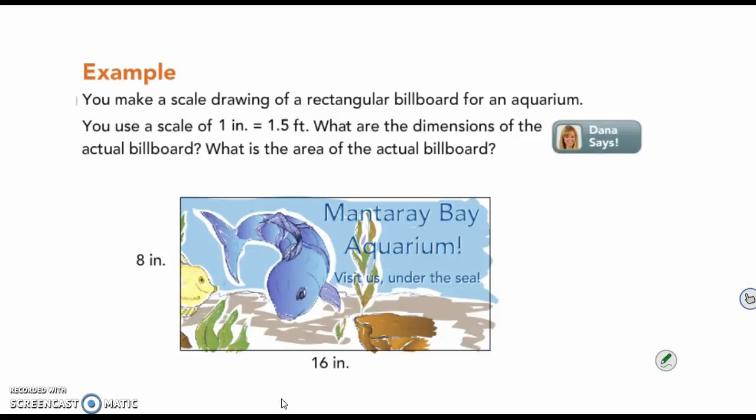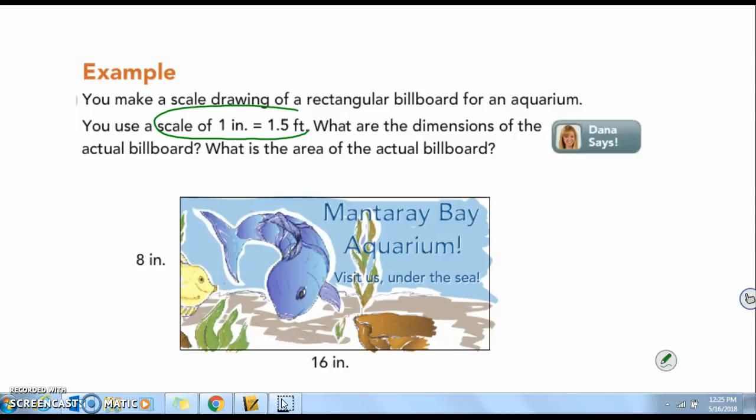Look at this example in your notes. You make a scale drawing of a rectangular billboard for an aquarium. You use a scale of 1 inch equals 1.5 feet. What are the dimensions of the actual billboard? And what is the area of the actual billboard? In order to solve this, we're going to first write our scale. Our scale is 1 inch over 1.5 feet.